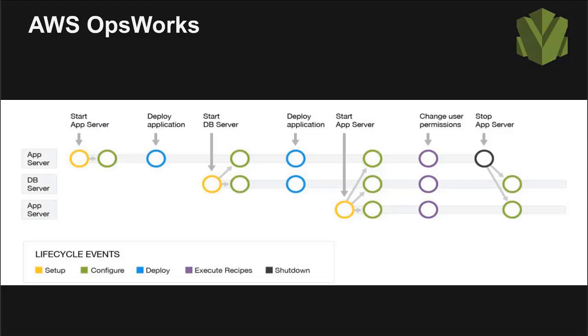So for example, here we have an app server, a DB server, and another app server. Depending on the sequence of events here, we can have different things happen during different lifecycle events. That includes executing Chef recipes, for example.